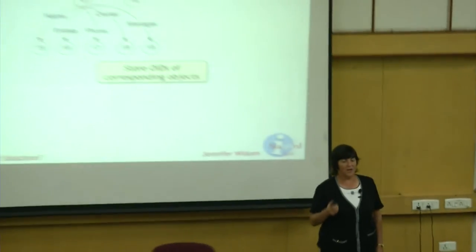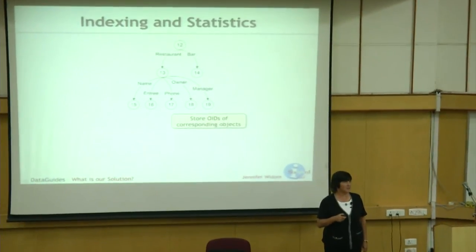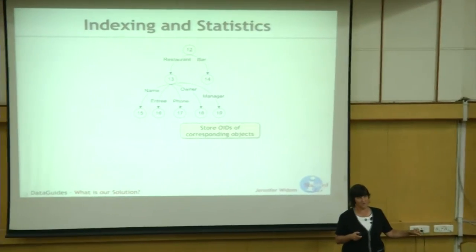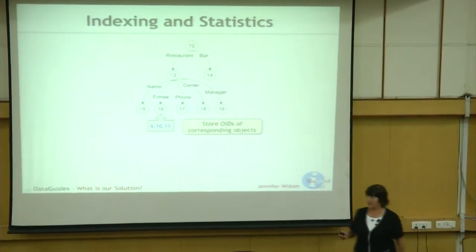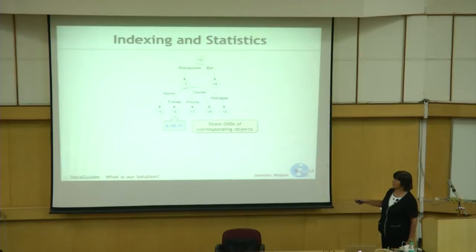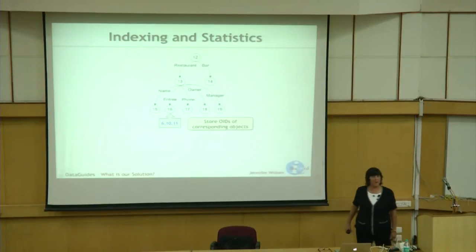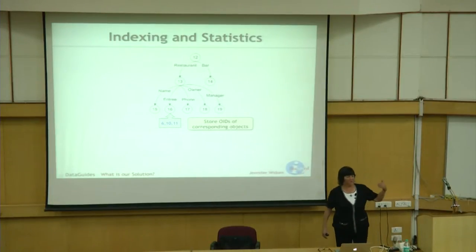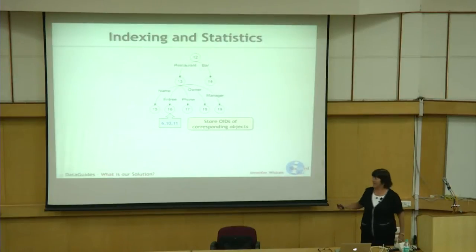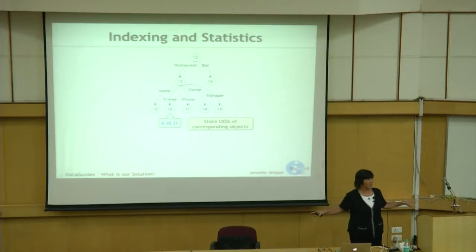So one thing we did is at every node in the data guide, we stored the object IDs for the corresponding nodes in the database. So right here, for restaurant entree, the three nodes in the database that were reachable by restaurant entree were 6, 10, and 11. That means if you have a query that's asking for the entrees of restaurants, you can just go straight to these objects and get them. You don't have to explore the whole database.